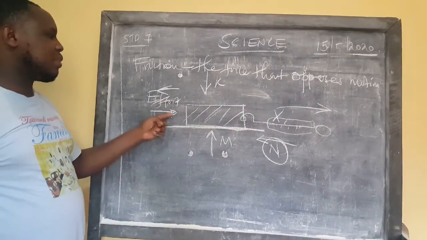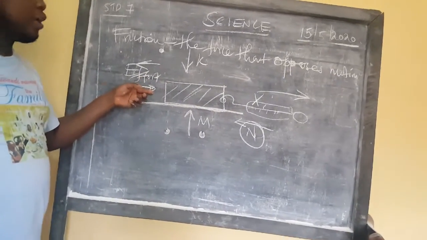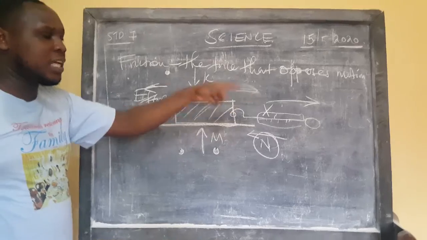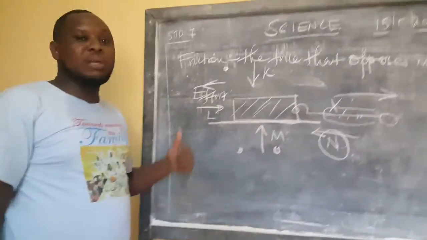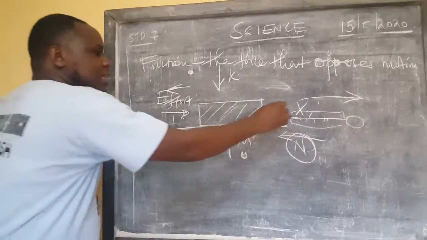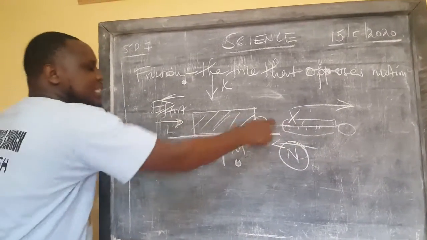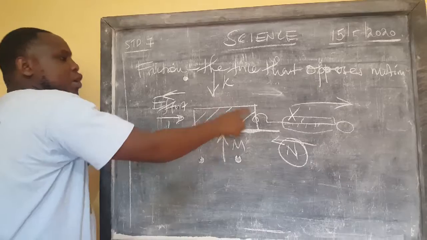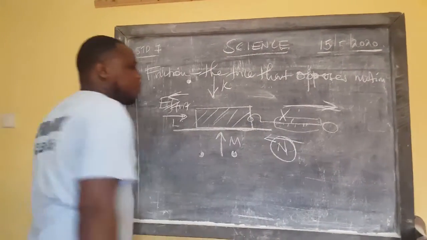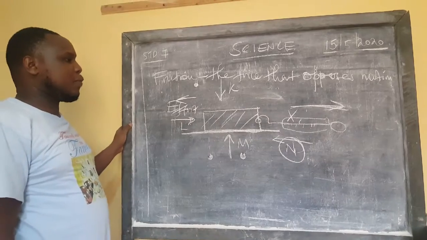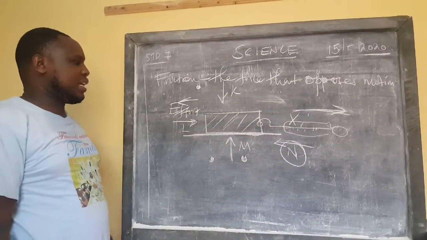See, Lana, you're going the same direction as the effort. If you're going the same direction as the effort, then you are able to measure. But if you go the opposite direction, you can't measure. So we can't place it here. We can't place it here. We can't place it here. We can only place it here and then pull in that direction, so we can measure the force that is going to be applied in that direction.